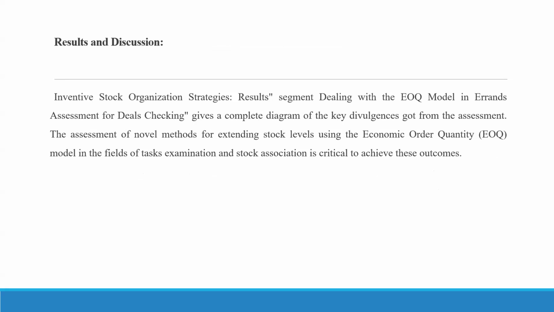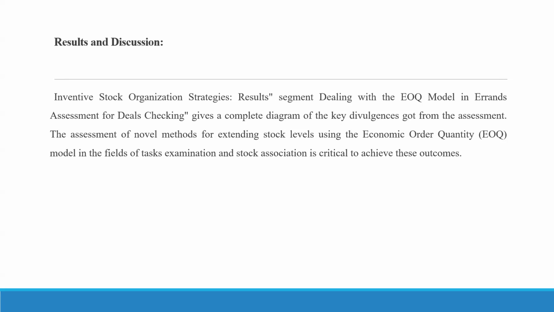Now, the innovative inventory strategy results segment deals with the EOQ model assessment, which gives a complete overview of the key findings. The EOQ model helps determine the optimal order quantity that minimizes both holding cost and ordering cost. This ensures that medical facilities have the right amount of supplies without overstocking, which reduces waste or stock outs.